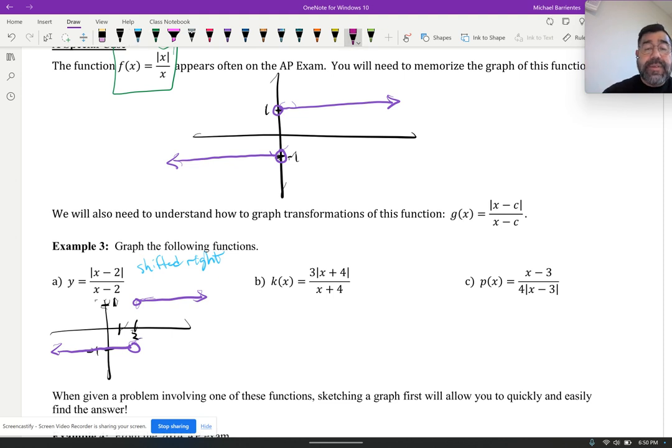If that's true, what's happening on letter B? Now I'm adding 4 instead of subtracting 2, so where is it going to shift? What direction? To the left. But it's also going to make the y values 3 times as big. So there's a vertical stretch by a factor of 3. All the y values are going to get 3 times as tall away from the x-axis. Let's see what that looks like.